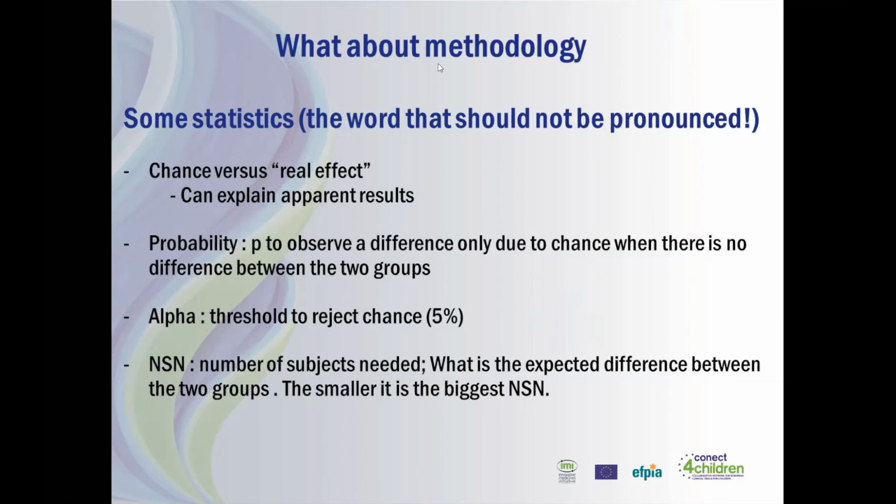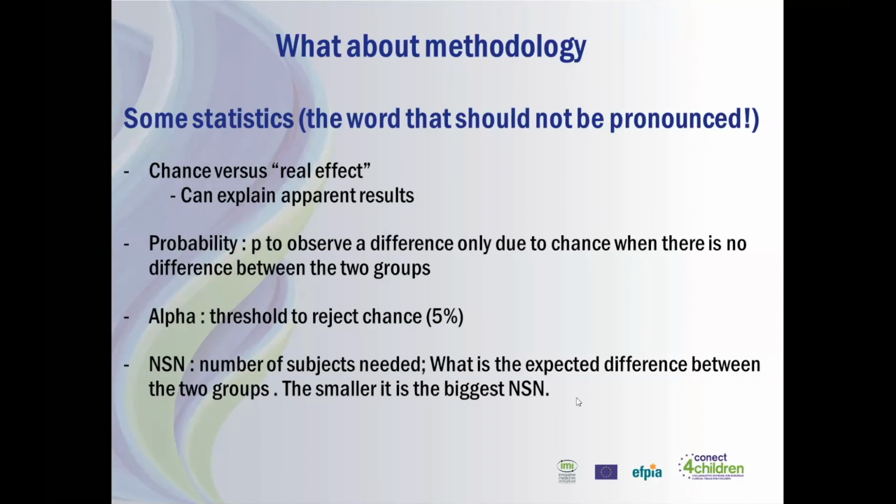And depending on this and the differences you want to show between the two groups, you will calculate the number of subjects you need in your trial. So what is the expected difference? And the smaller it is, this difference, the bigger the number of patients is. Why? Because when you want to show something which is very small, it's more difficult to demonstrate than something which is obvious, a very big difference between the groups.